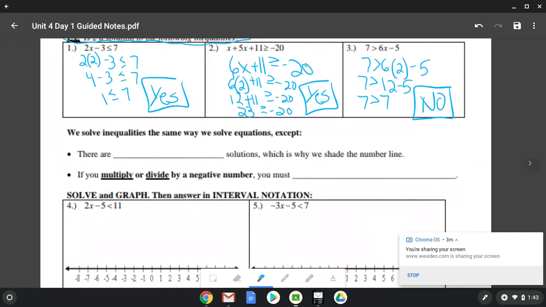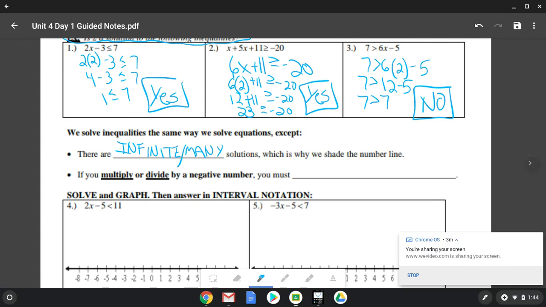This next part is going to be solving now. There are infinite solutions, which is why we shade. Whenever you have shading, there's going to be an infinite number of solutions or many solutions. Either one we're going to accept as an answer, infinite or many. When we're talking about inequalities, we're talking about shading, and shading just means that there's tons and tons of answers.